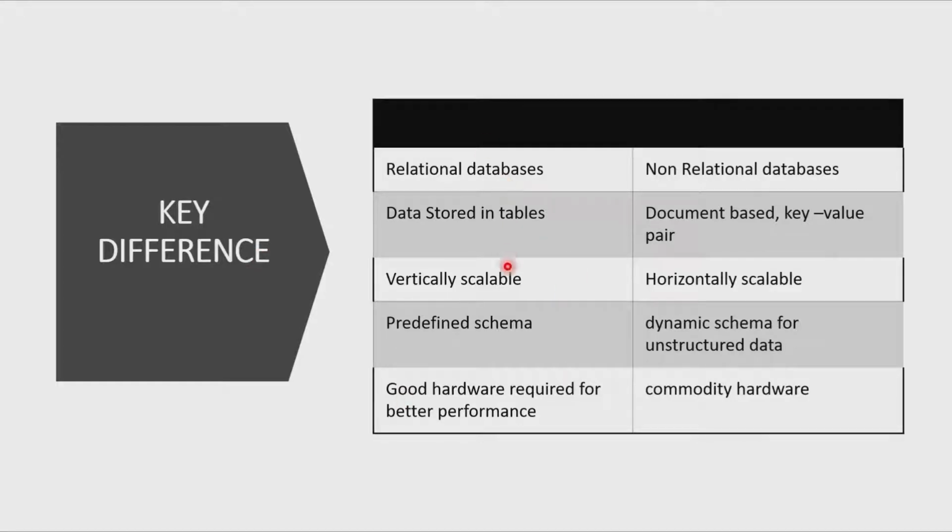In case of a relational database, if you need to increase the capacity, you have to go vertically. That means, let's say, my database, which is MySQL, is installed on my laptop, and if I have to scale it, I should either increase the RAM, the CPU, and the storage. But with a non-relational database, I can add more nodes. That is known as horizontal scaling.